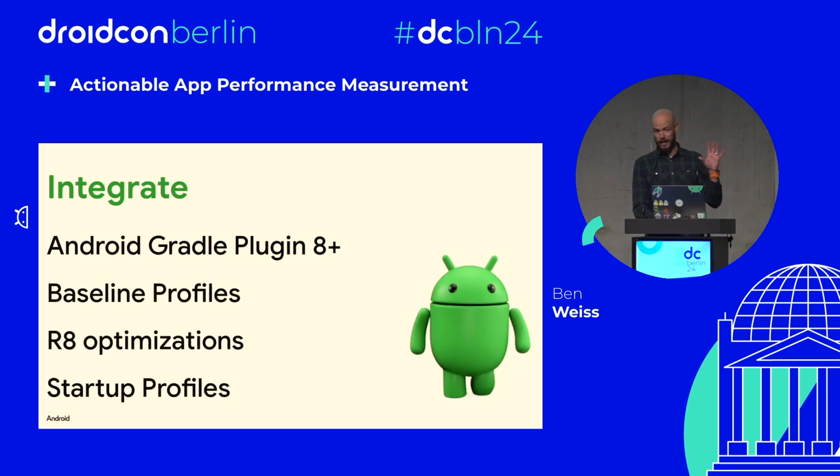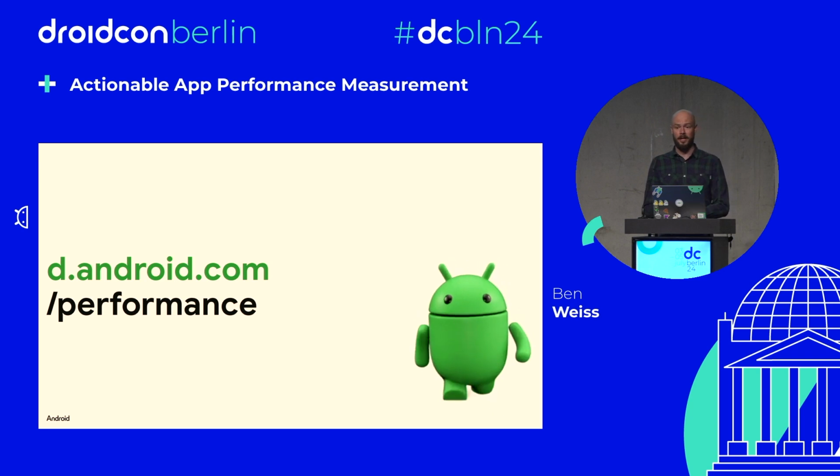And for the full picture of guidance, take a look at developer.android.com/performance. That's where all the guidance is up to date. That's where we will also find the app performance score once it's out there as well.